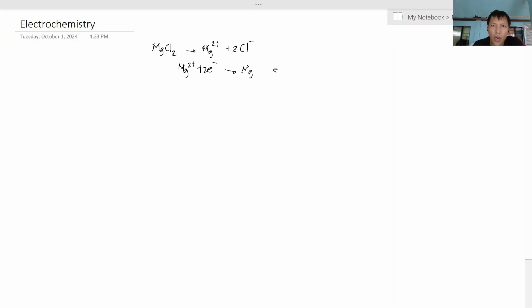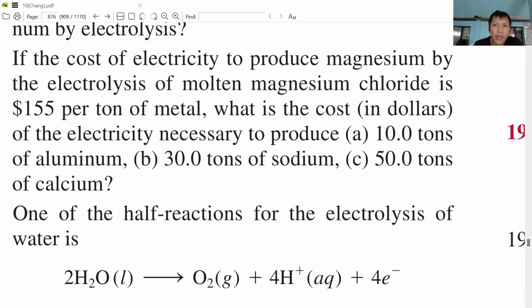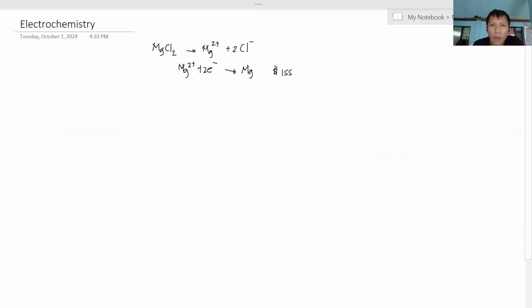So this is $155. The question now is, what is the cost of 10 tons of aluminum? So this is $155 per ton of magnesium. I think a ton here is 1,000 kilos. 1,000 kilos is equal to 1 ton, so this is a metric ton. So $155 per ton of magnesium.